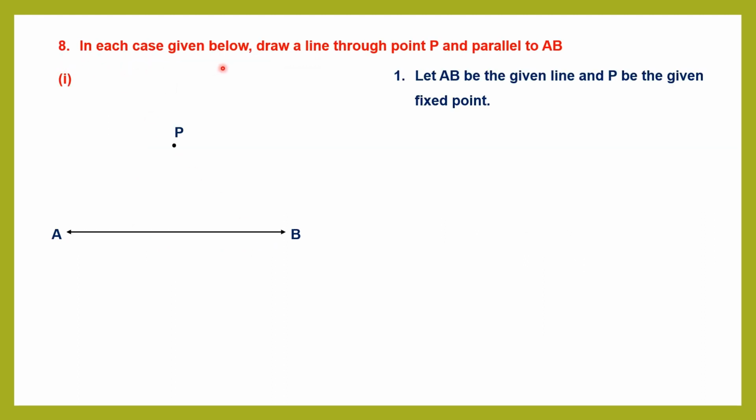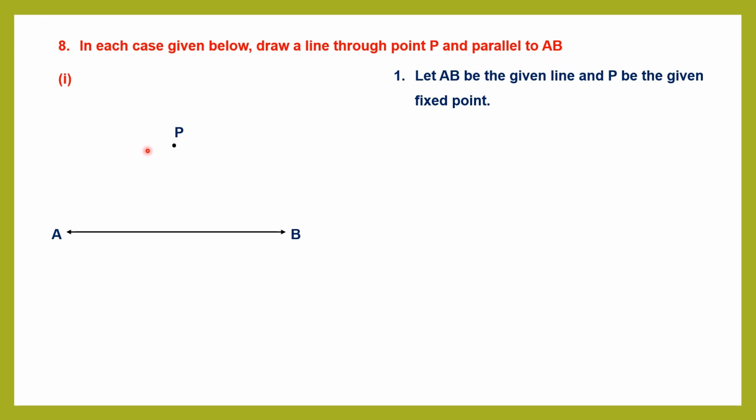Question 8. In each case given below, so we have been given 3 questions. In each case, draw a line through point P and parallel to AB. Let AB be the given line and P be the given fixed point. So this is already given to us. AB is given to us and the point P is given to us. And what are we told? Draw a line through point P. So we have to draw a line through point P and that should be parallel to AB.